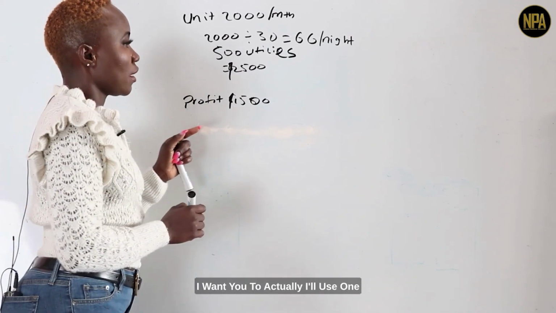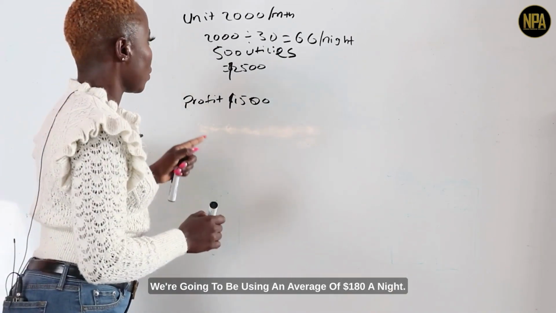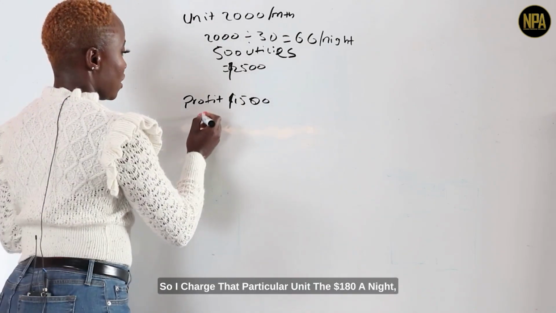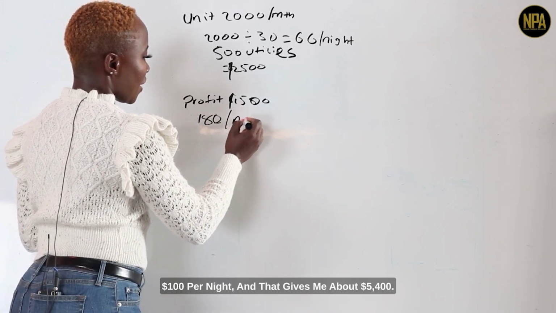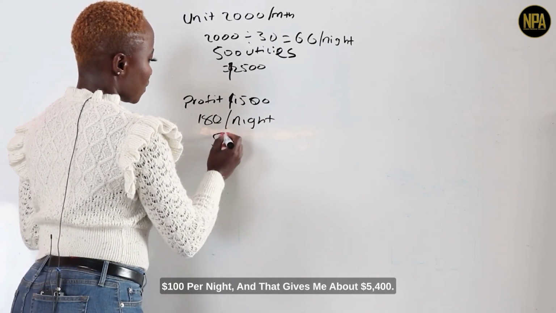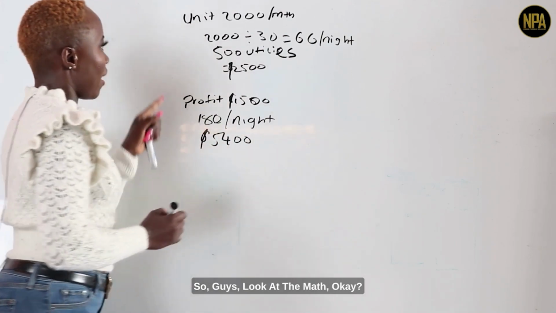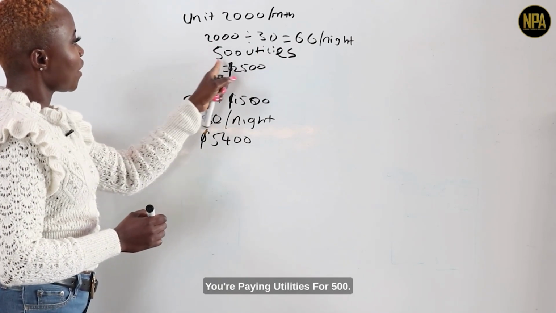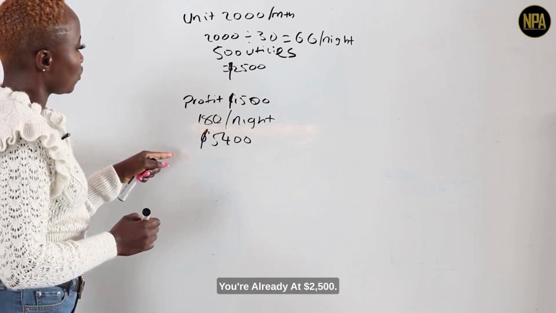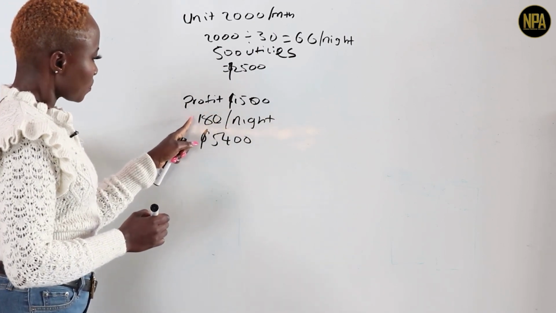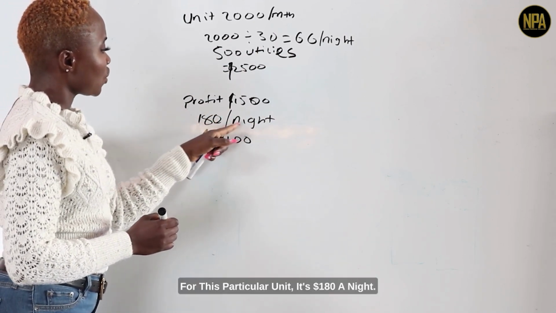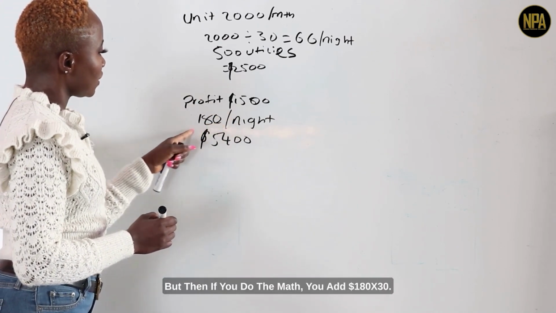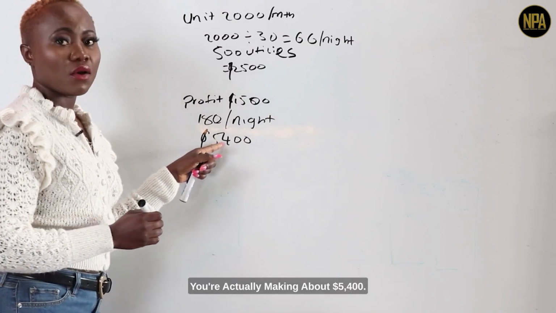I'll use one of my units that I actually have right now. We're going to be using an average of $180 a night. So I charge that particular unit $180 a night, and that gives me about $5,400. So guys, look at the math, okay? You're renting this unit from Mr. John Doe for $2,000 a month. You're paying utilities of $500. You're already at $2,500. Your nightly rate for this particular unit is $180 a night. If you do the math, 180 times 30, you're making about $5,400.